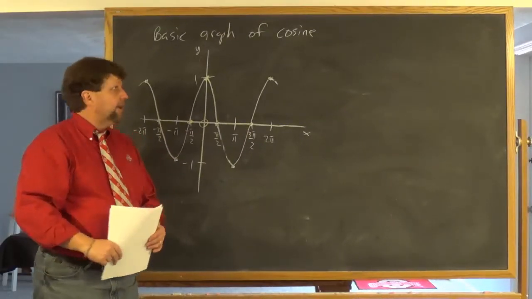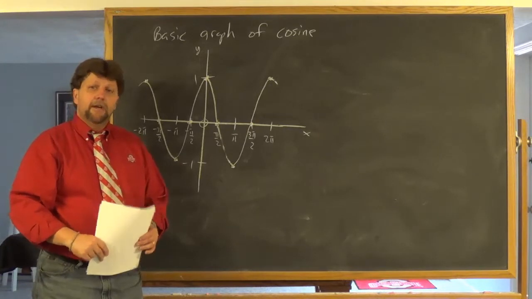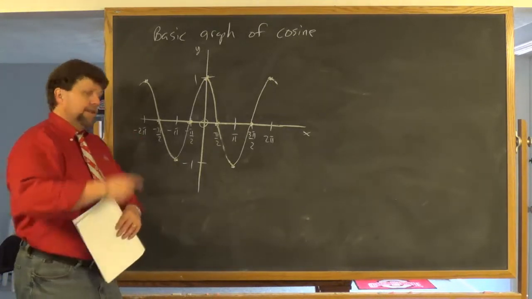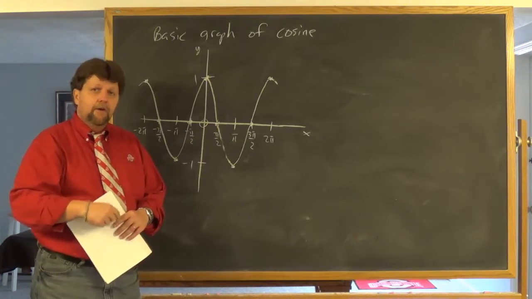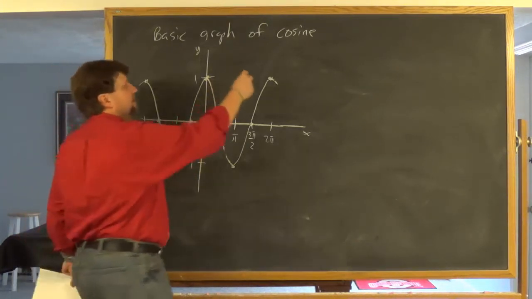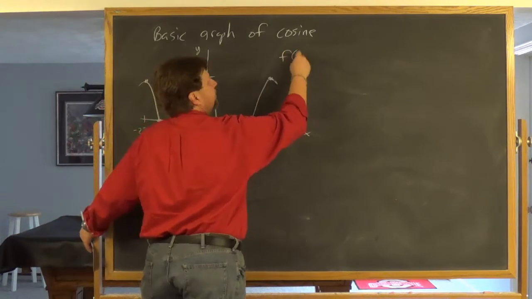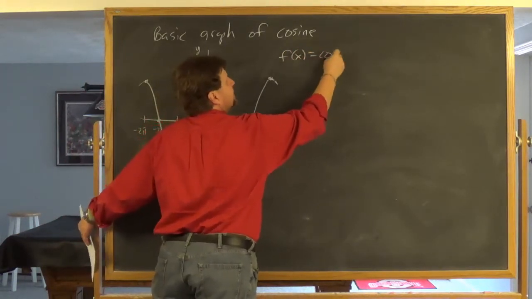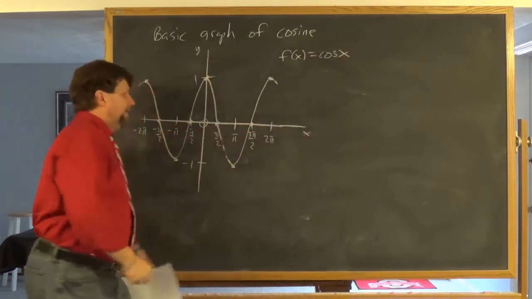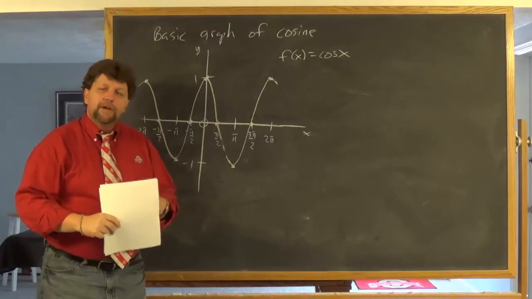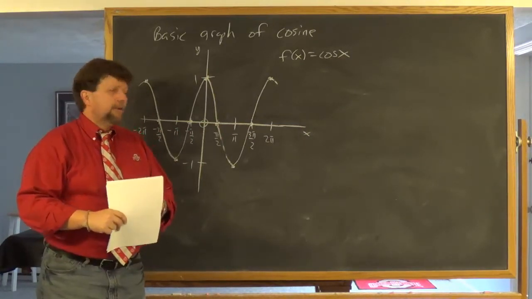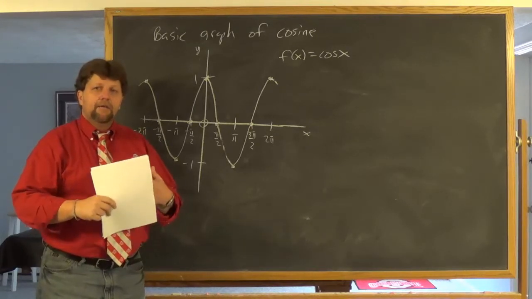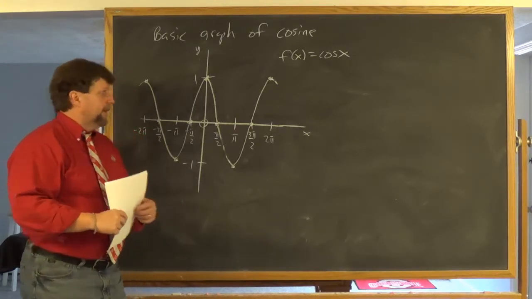Hey folks, here we are looking at the basic graph of cosine. I've quickly sketched up here the basic graph of cosine over 2 periods. So this is the basic graph of the function cosine x. And again, I've initially sketched it over 2 periods so we could see the cyclical behavior, the repeating behavior of the graph of cosine.